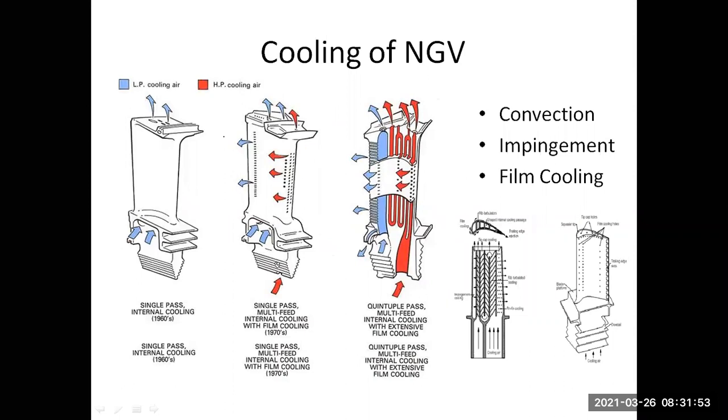Okay, see the picture over here. This is a turbine, or you can also take it as a nozzle guide vane. There is no hard and fast rule that the same logic is not applicable. So there are three ways in which the cooling is done. For this you need to understand that this is a blade.